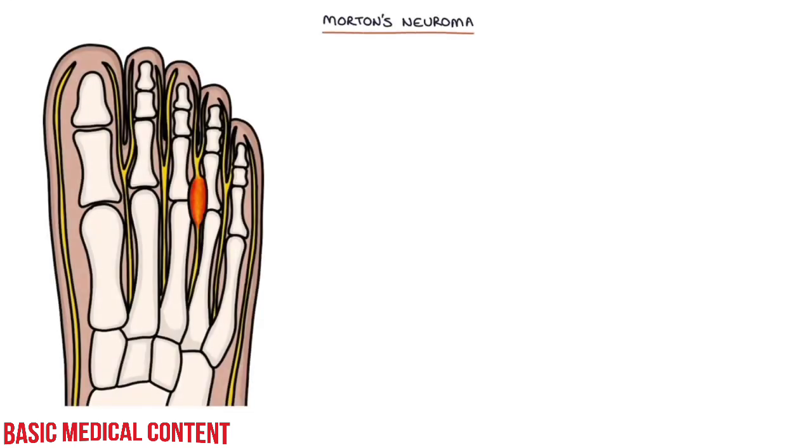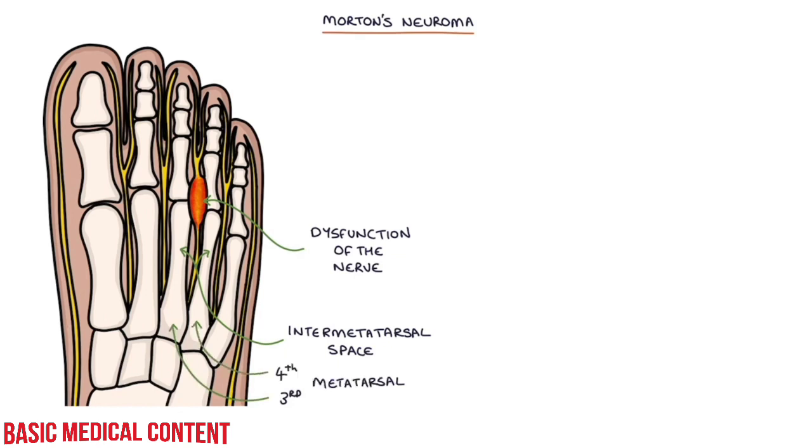Next, let's talk about Morton's neuroma. Morton's neuroma refers to the dysfunction of a nerve in the intermetatarsal space between the toes, towards the top of the foot. The abnormal nerve is usually located between the third and the fourth metatarsal.